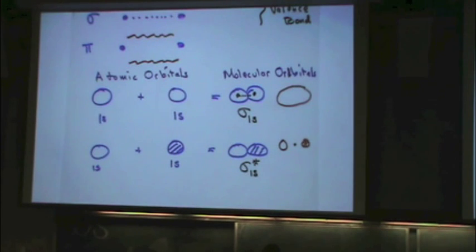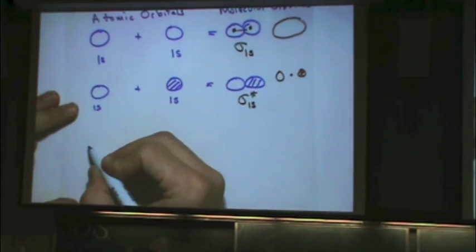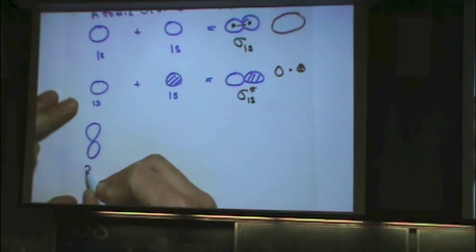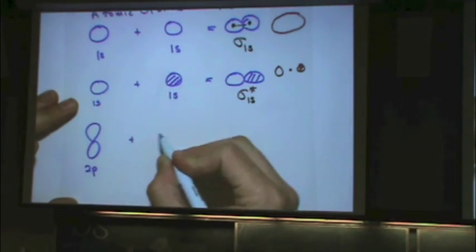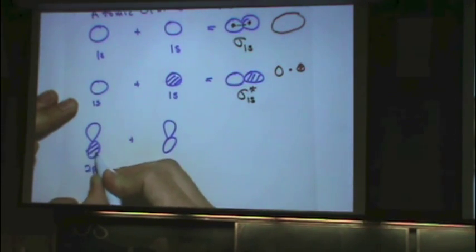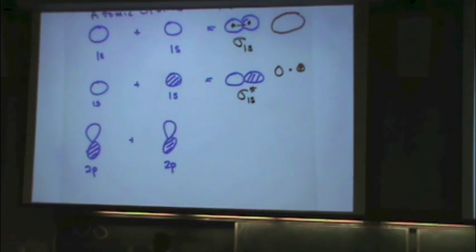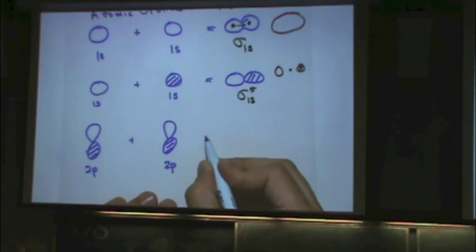Let's try another one. Those were s orbitals. Let's try p orbitals now. Let's say this is a 2p, and we add that to another 2p. What I didn't really get into in chapter 7 is that the two parts of the 2p are out of phase. So we would say the top is unshaded and the bottom is shaded. They're out of phase with each other. And that becomes really important in this chapter.